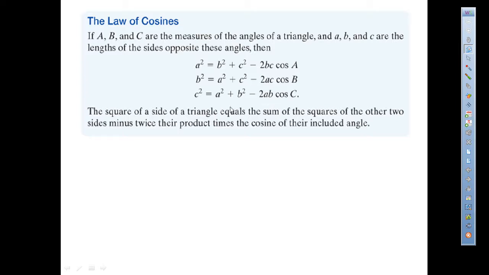Now, you're going to recognize, hopefully, or it might kick off in your brain just a little bit, that, hey, this kind of looks like the Pythagorean theorem. Well, it does, but it's adapted for the fact that we don't have that right triangle. And that's where these last terms come in, to adjust for the fact that we do not have a right triangle.